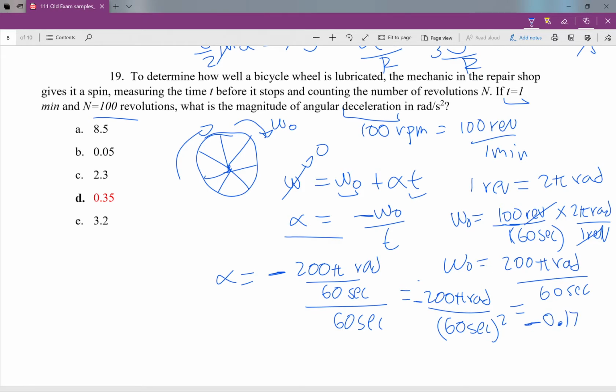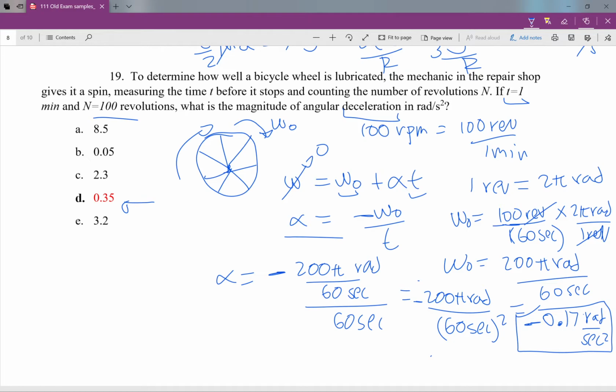0.17, about 0.17 radians per second squared, and to me this is a convincing answer. So this is the actual angular deceleration. Over here they say it's 0.35, but that's not the case. 0.35 is twice as much as 0.17, but that doesn't mean that it's going to be the right answer.